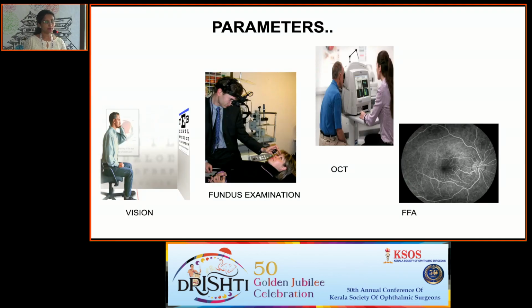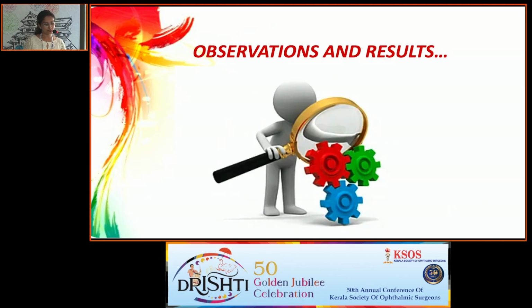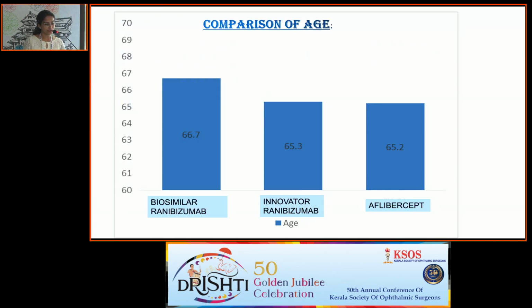The initial parameters we assessed were vision, fundus examination, OCT and FFA. Then we gave 3 loading doses of monthly injections. Then in the follow-up visits, we examined vision, fundus examination and OCT only. That means after every monthly injection for the initial 3 months, then 3 months from the last injection. Coming to my observations and results, comparison of age is almost comparable, around 65 to 66 years for all patients.